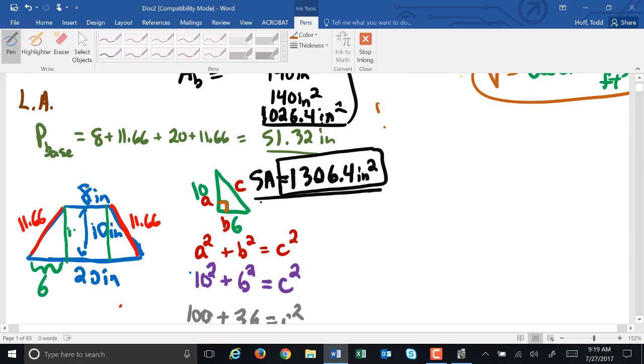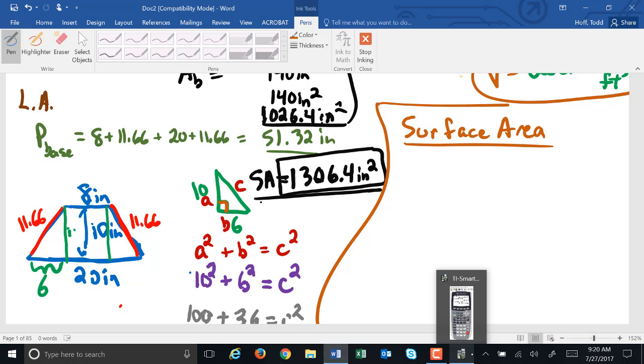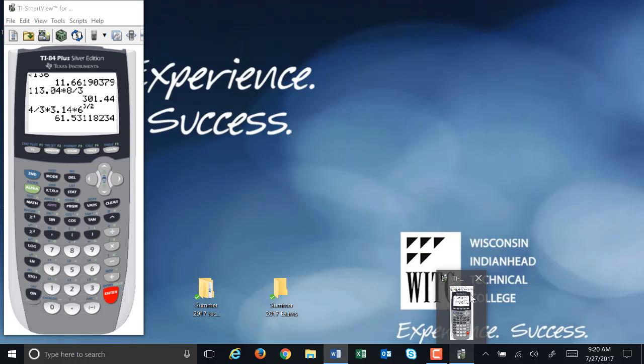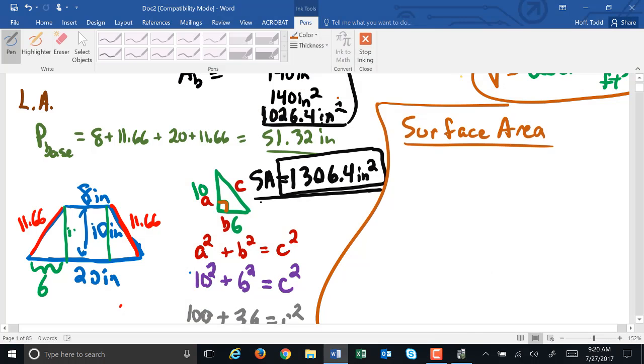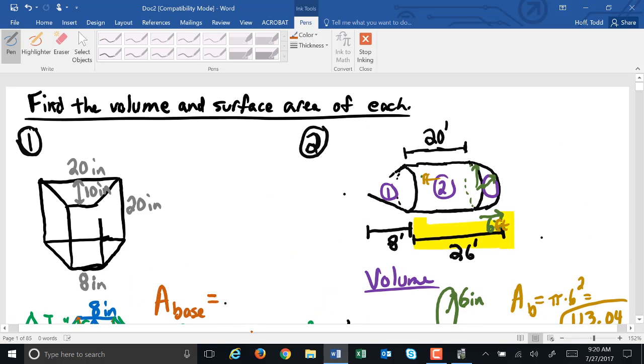For surface area, the area of the bases do not come into play here because all of the bases are covered with other objects. The base on the cone here is covered with the cylinder. The base on this end of the cylinder is covered with the cone. On the other end of the cylinder is covered with the half sphere. So it's all lateral areas and then the area of the half of the sphere.